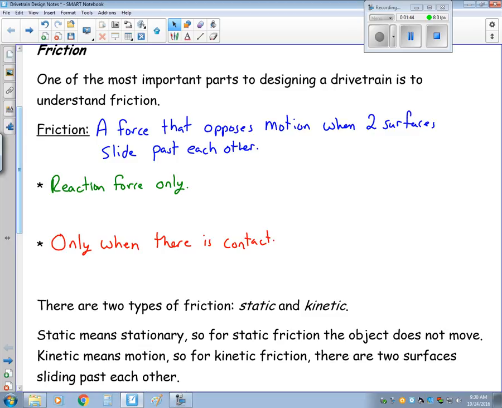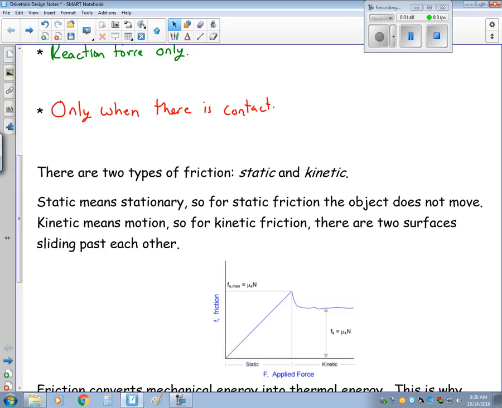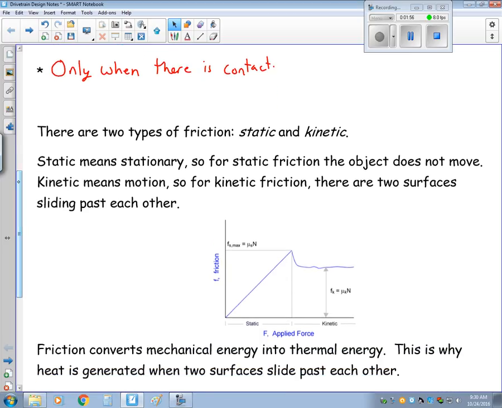Now we have two types of friction, static and kinetic. There's also rolling friction, but that's so small it's negligible. So we've got static and kinetic. Static, which means stationary, is basically when an object does not move, and kinetic, meaning motion, is for objects that are sliding.